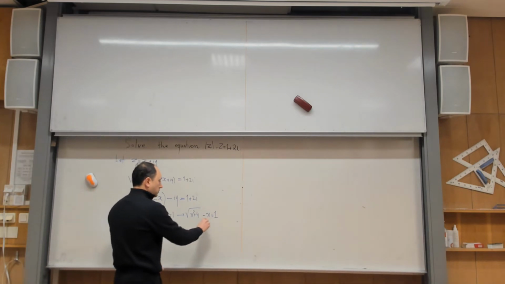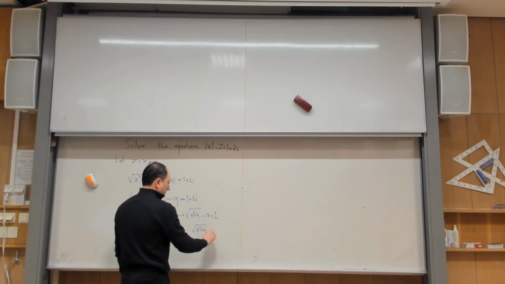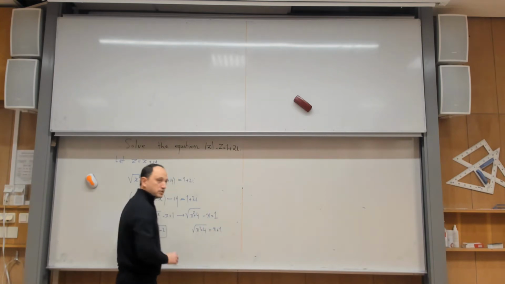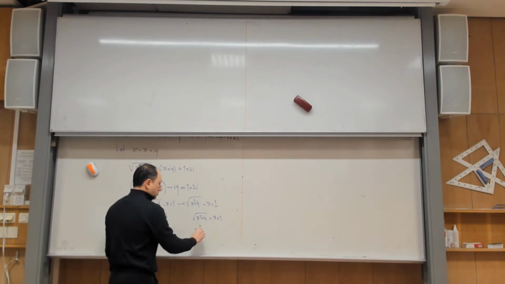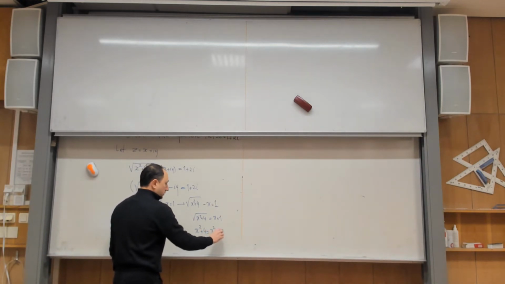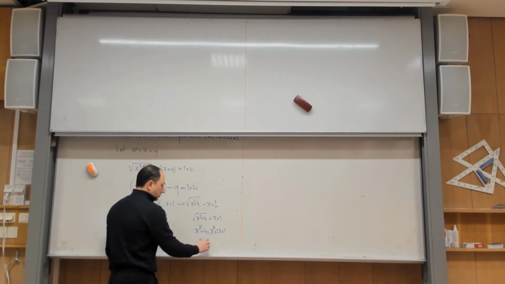So what I will do is move this to the other side. Yes? And then square it. When I square it, I will get x squared plus 4. On the right hand side, it becomes x squared plus 2x plus 1. The x squareds are gone, so x becomes 3 over 2.